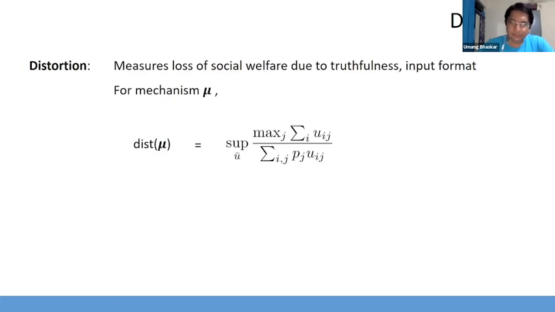The distortion for a mechanism is, in the worst case over all instances, the maximum social welfare of any candidate in the instance divided by the expected social welfare obtained by the mechanism. It's not hard to see that this is at least one, since the mechanism can't do better than the maximum utility of a candidate, and the closer it is to one, the better. So I'm going to be interested in mechanisms which have low distortion.